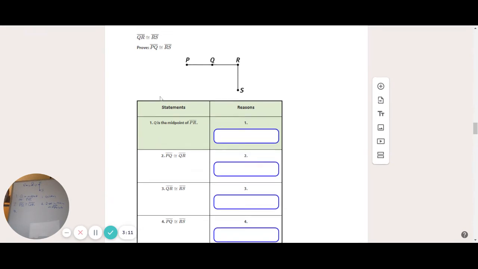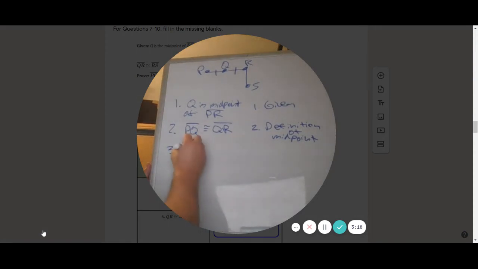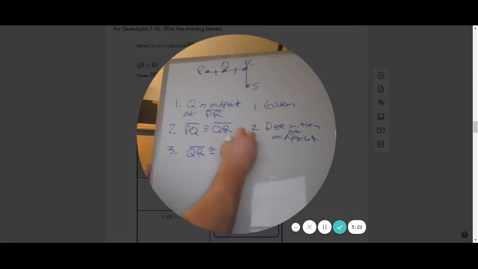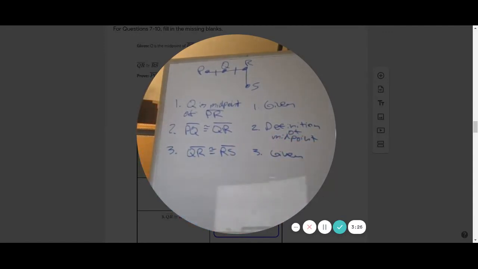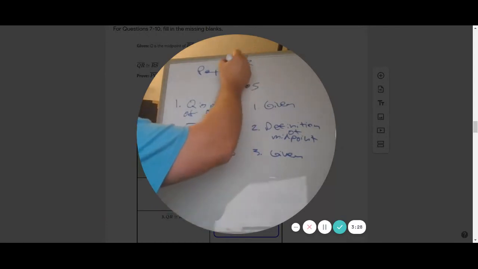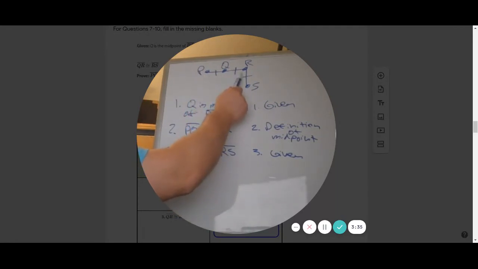It's congruent to RS. Where did that come from? Look right here. QR congruent to RS. That's another given statement. So QR is congruent to RS, and that's another given statement. Okay, so they're telling us that QR right here is also congruent to RS. See that? PQ is congruent to QR. How do you know that? Because Q is in the midpoint. Then QR is congruent to RS. How do you know that? Because it's given. So what's the last thing we can say?